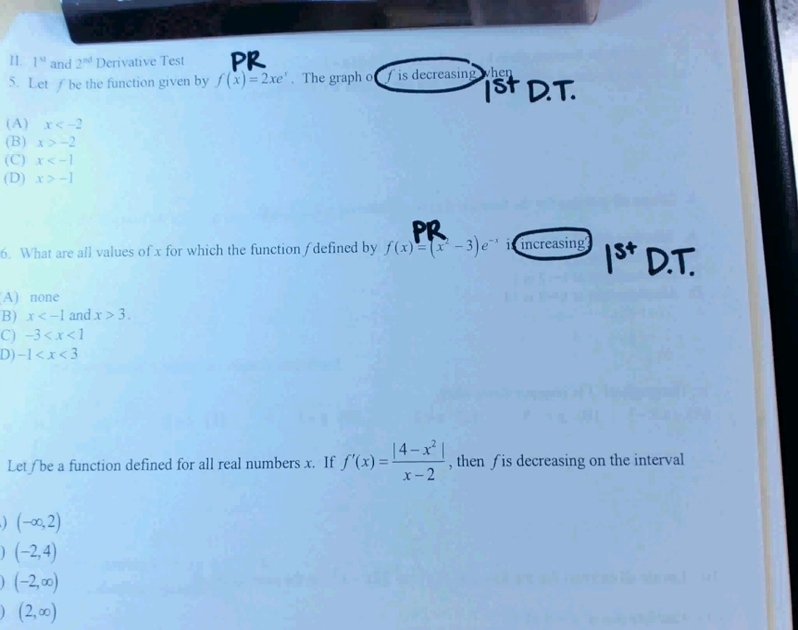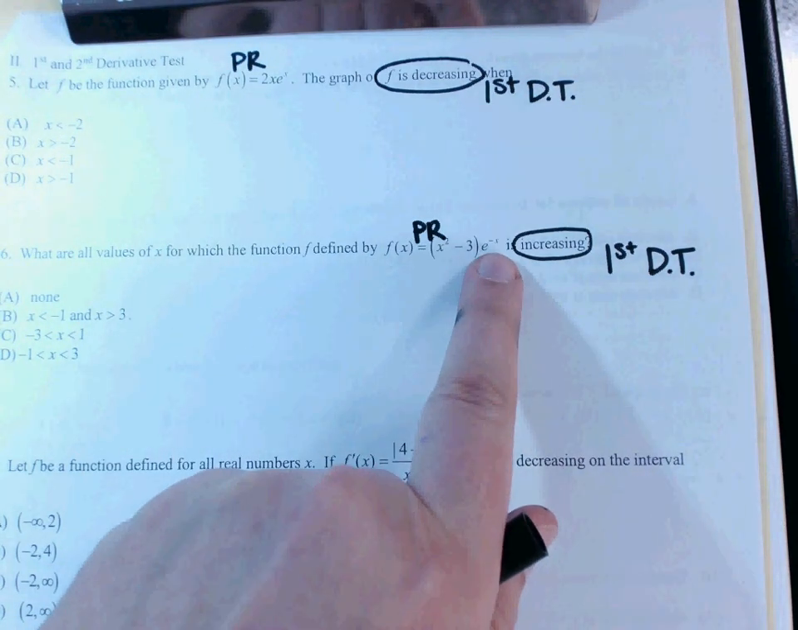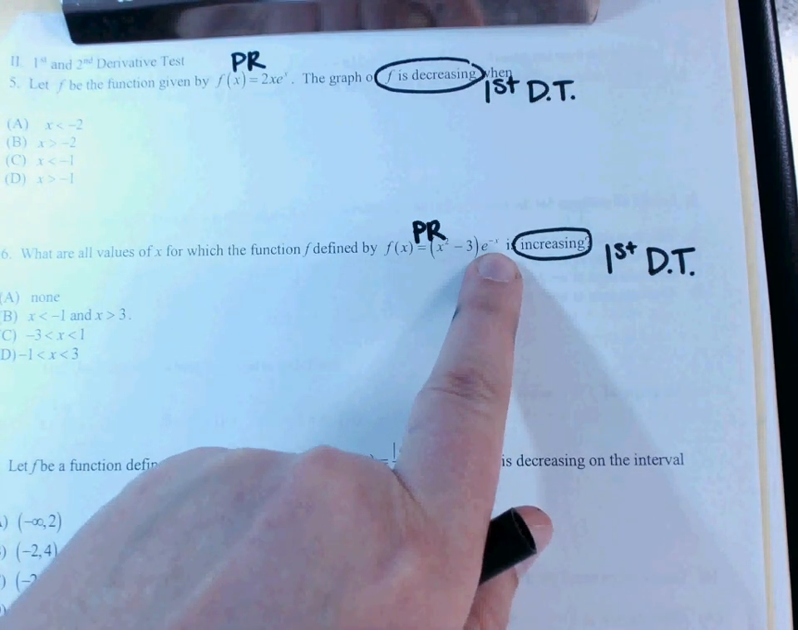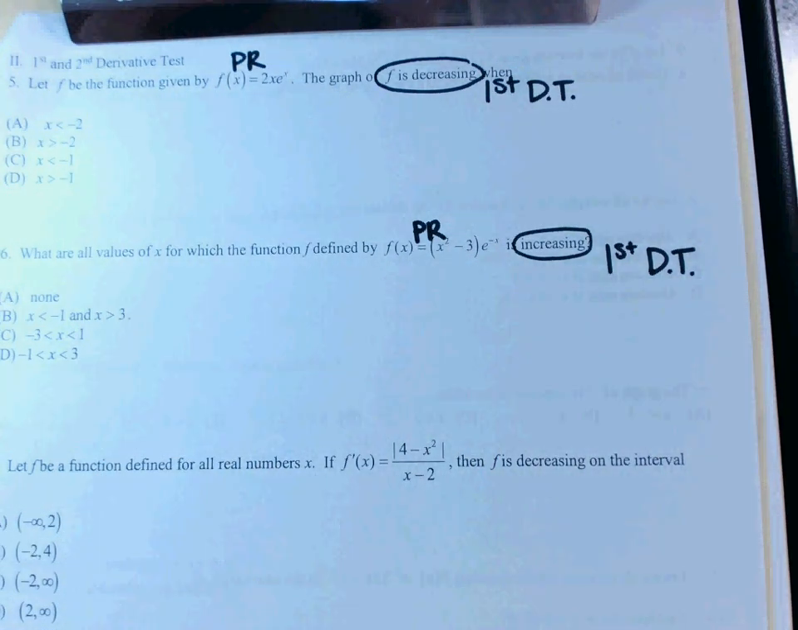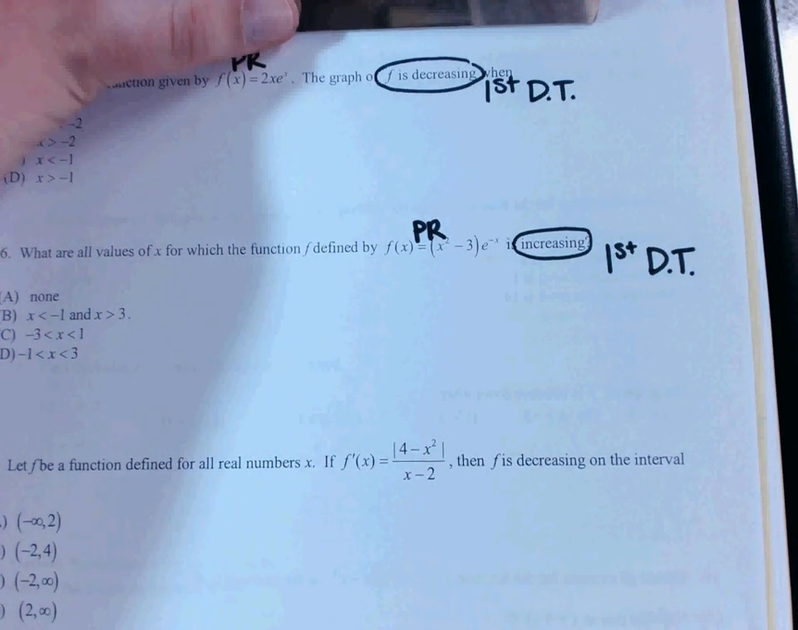Now, actually, somebody said quotient rule. If that's an e to the negative x, could you put the e on the bottom and turn it into a quotient rule? Sure, if you want to. That's probably harder, but you could. Okay? I'm going to come down to number 7 and do that one with you.